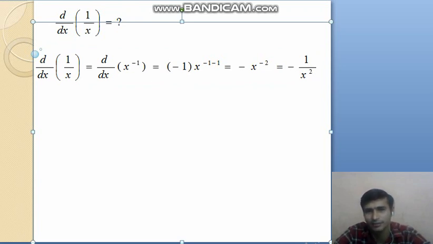1 by x is written as x raised to minus 1. So as per rule number 2, the differentiation of x raised to minus 1 is equal to minus 1 times x raised to minus 1 minus 1. So we get the answer minus x raised to minus 2. It is also written as minus 1 by x square, right? So the differentiation of 1 by x is equal to minus 1 by x square, right?